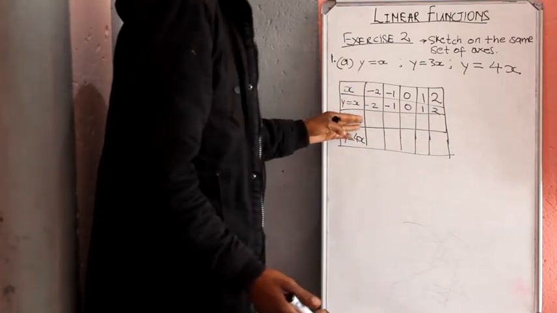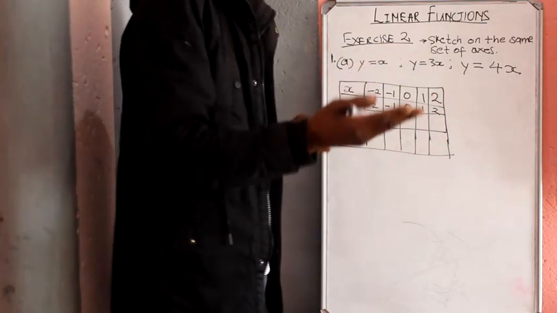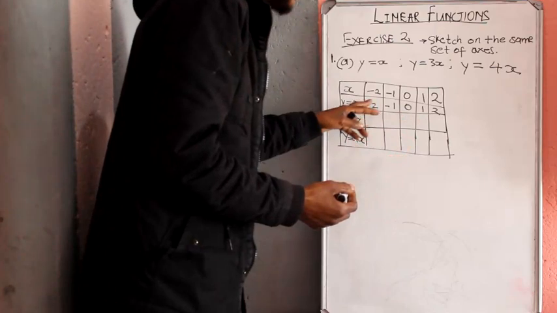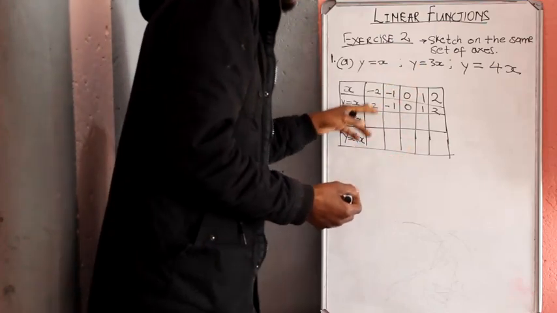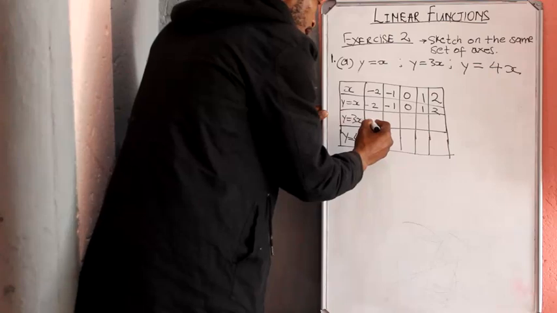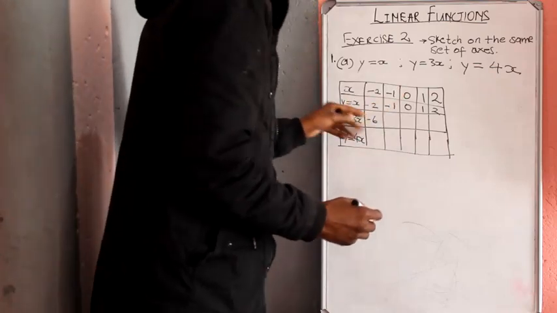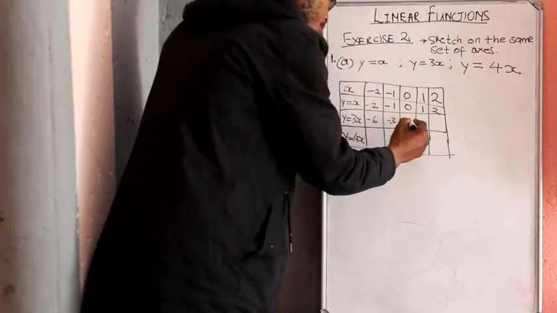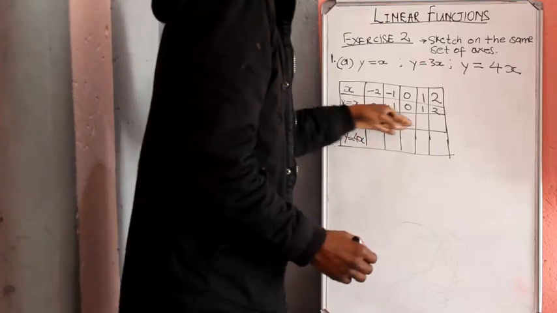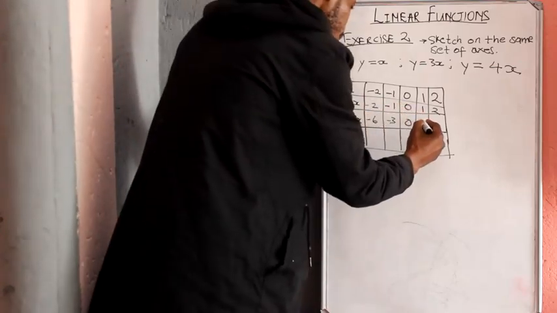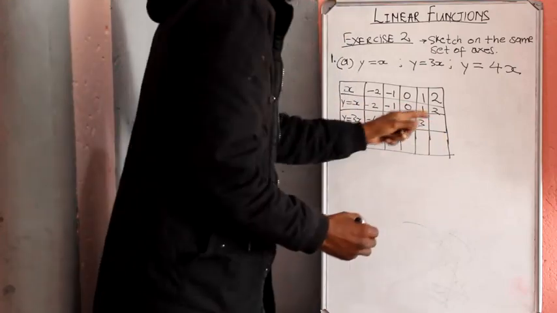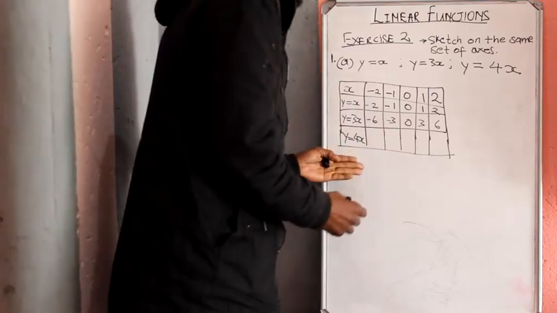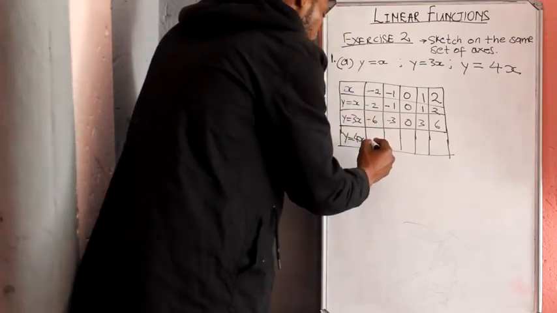Now for y equals 3x, that changes the whole dynamic. So let's see what happens. y equals 3x means I must multiply -2 by 3, that's going to be -6. -1 by 3, that's going to be -3. That's going to be a 0. That's going to be again a 3. And then that's going to be a +6. And then we do the same for the 4 by 2, that's going to be -8.